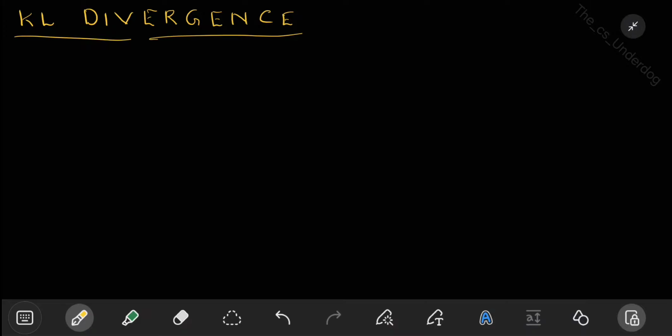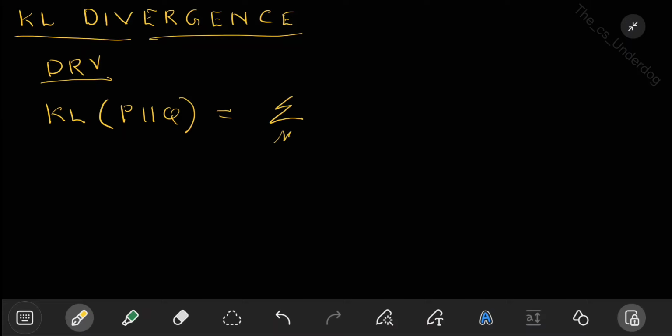First, let us consider discrete random variables. In case of discrete random variables, KL divergence of P from Q can be written as summation over all the values of X. So here, what are P and Q? These are the probability mass functions. Let us say X is the input. Then P of X denotes the probability mass function of the first distribution, and Q of X denotes the probability mass function of the second distribution.